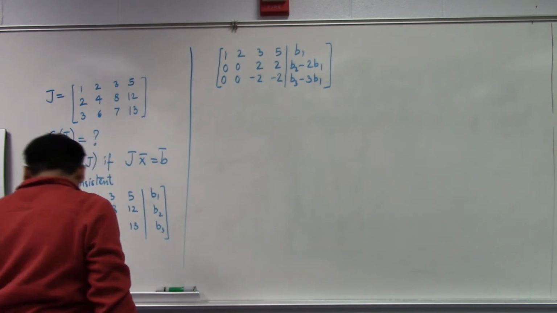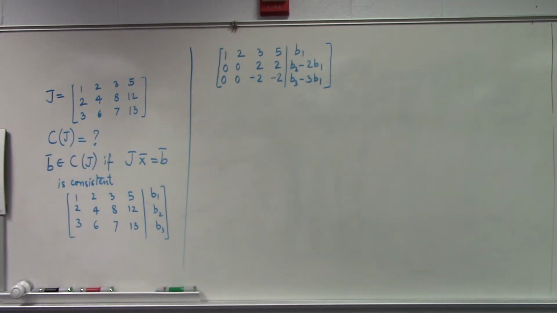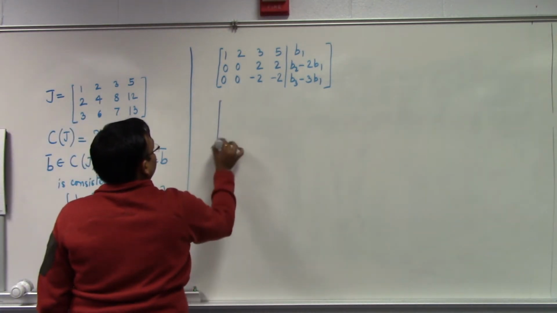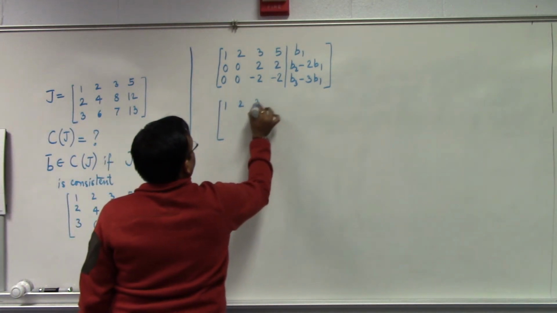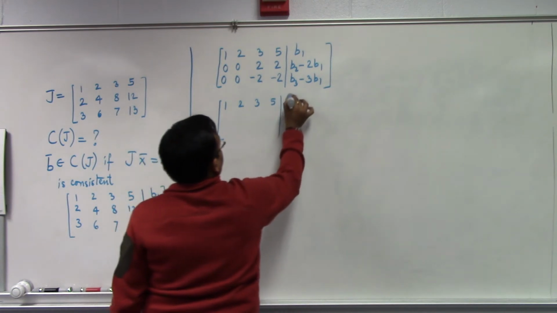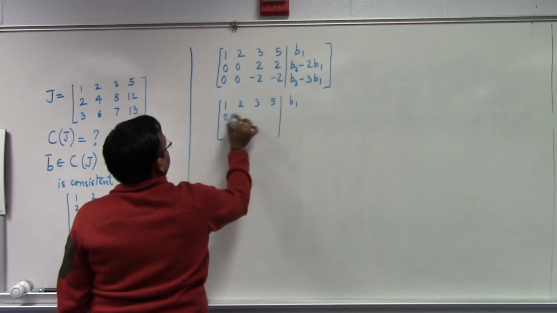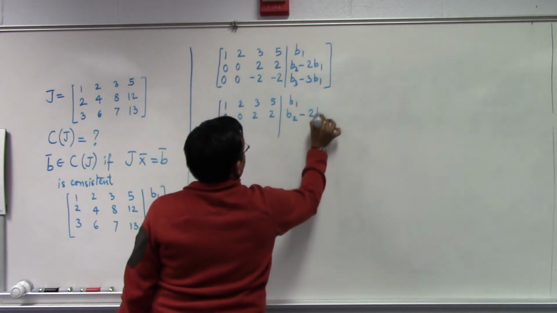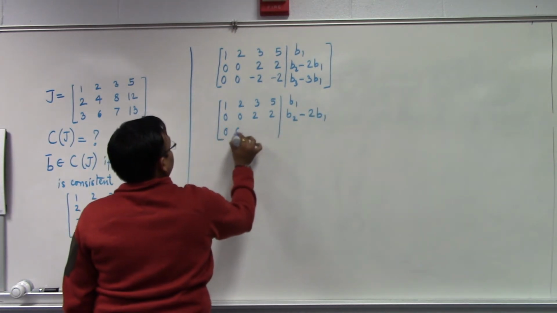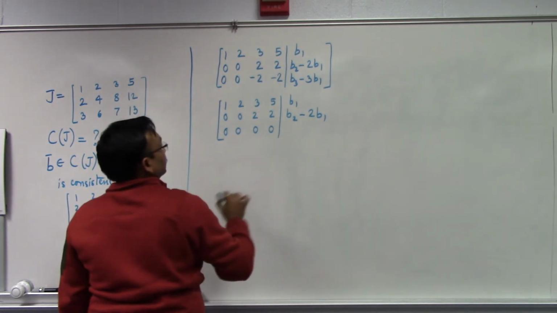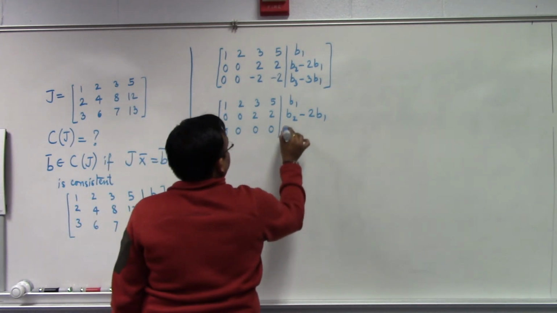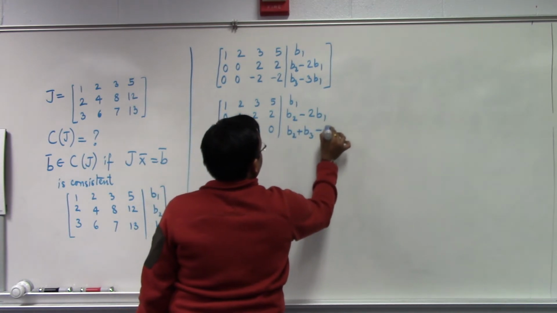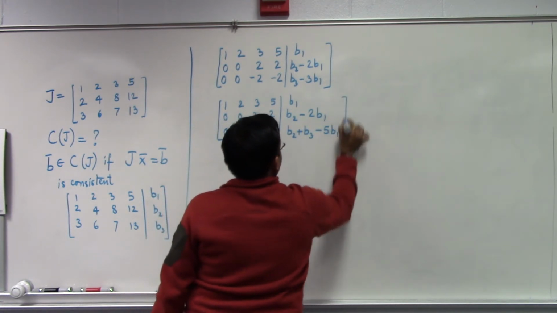Okay, so I'm doing more than one row operation in one go. Now, it's fairly obvious that if I take row 2 and add it to row 3, I should get something nice. This would be all zeros here. And see what I'm going to get over here. I will get B2 plus B3 minus 5B1.